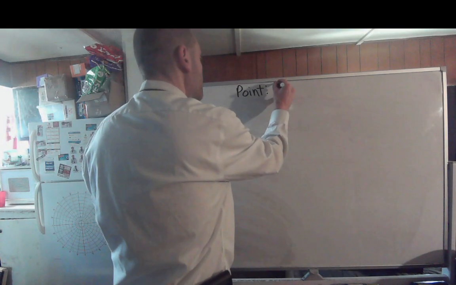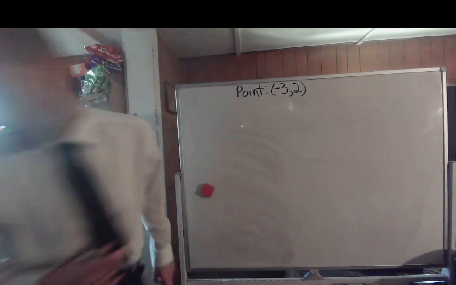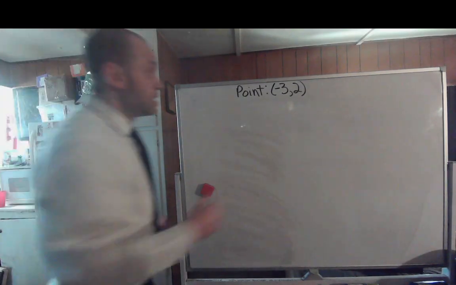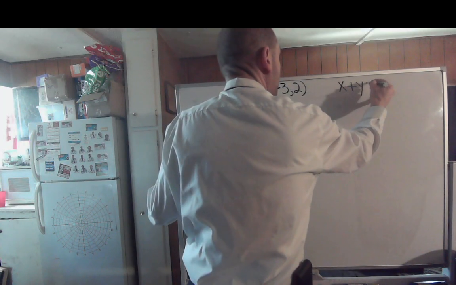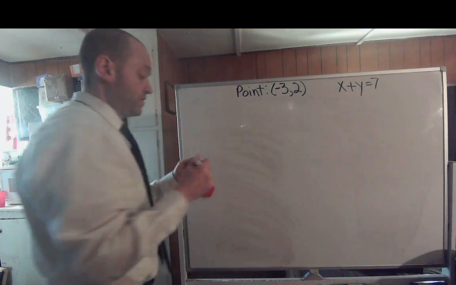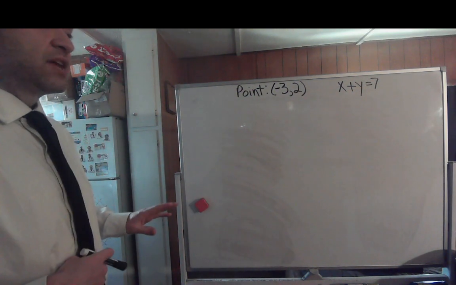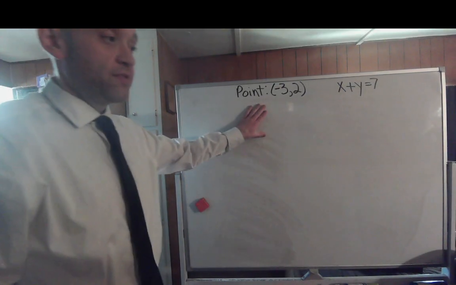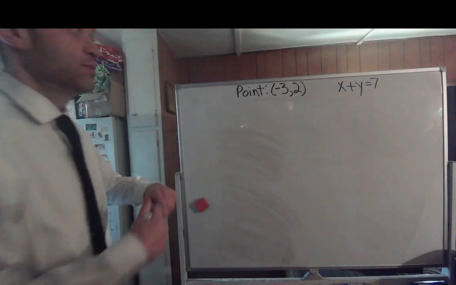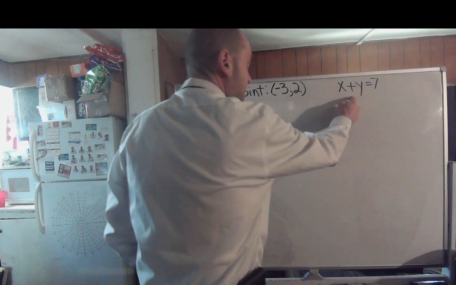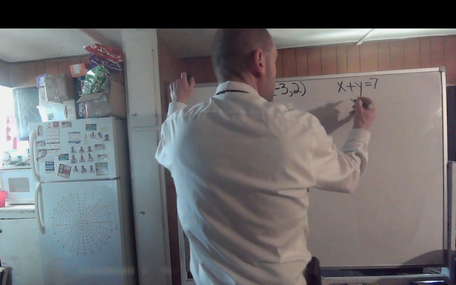Alright, we're going to go through the point negative 3, 2. It's outside of the line x plus y equals 7. So first we want to find a line going through the point negative 3, 2 that is parallel to the line x plus y equals 7. Let's convert that x plus y equals 7 into slope-intercept form. That's going to be easy.